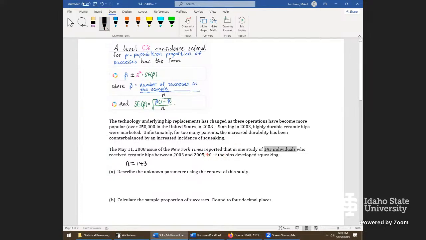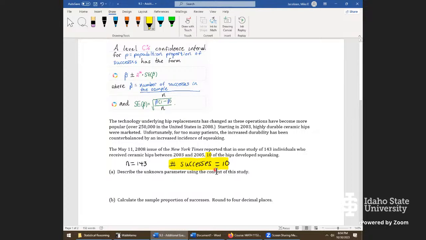This always looks pretty bad, but this is the successes right here, developing squeaking. It's kind of weird because it's not a good outcome, but it's the outcome the study is interested in, how many ceramic hips went bad. So let me write this differently. The number of successes equals 10, coming from right here. If we have a sample size and a number of successes, we should be able to run through this entire procedure. Any questions at all, folks, about getting those two values out?